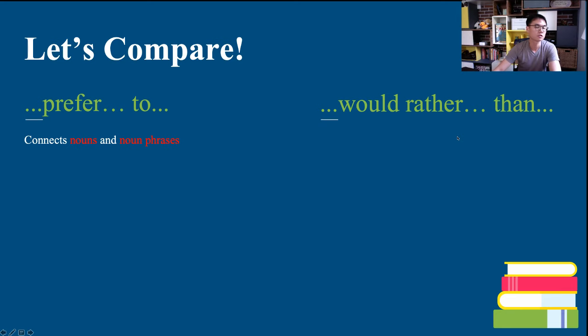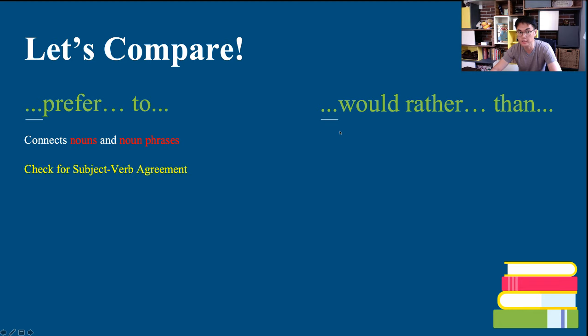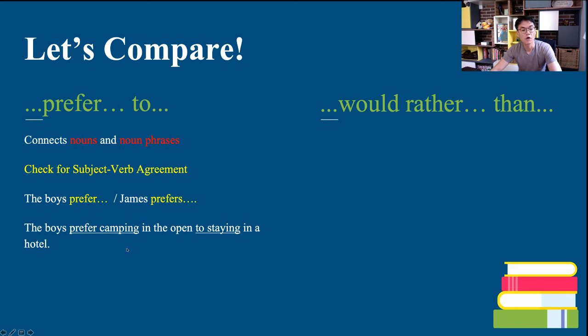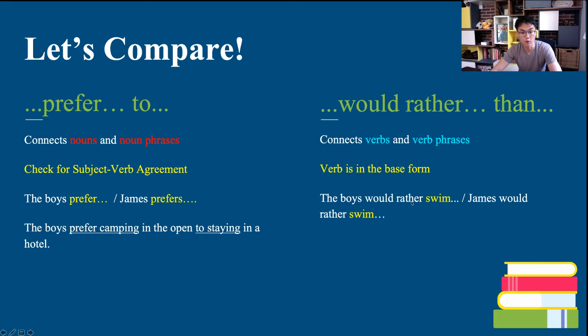Okay, next, let's look at the features of both and compare them side by side. Prefer to, remember, takes nouns and noun phrases only, takes on subject-verb agreement, and often has the gerund form of the noun phrase in it. Would rather than, on the other hand, connects verbs and verb phrases. The verb is always in the base form, so you see the boys would rather swim, James would rather swim. It doesn't matter whether the subjects are singular or plural, the verb is in its base form because of the structure would rather than, limiting it to the base form.